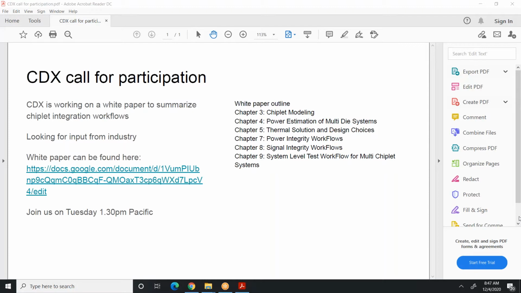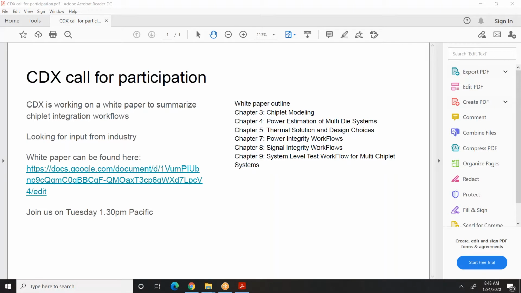That said, at CDX we have started working on a white paper. Basically, the work we did last year involves some of the workflow: how do we get chiplets integrated together? We also did some work related to power and thermal, and the intent is to summarize all of that into a white paper. In the right column, you can see the overall outline of the paper. There are more details in the actual white paper. What we are looking for is volunteers to help us complete it. We have some participants already, but we would definitely benefit from more input on these topics.